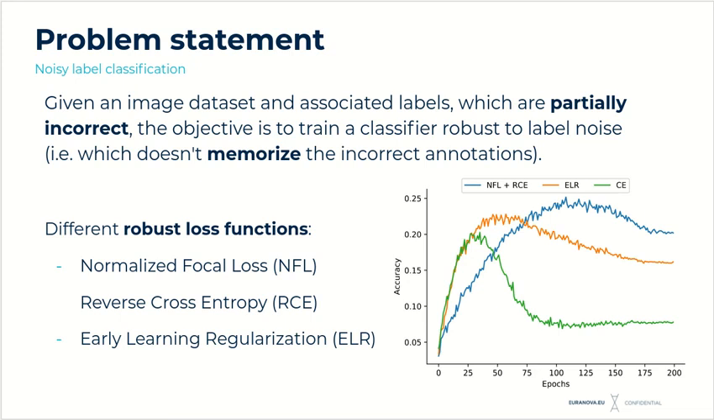In a noisy label setting, the overfitting effect of neural networks lowers the performance of classifiers, as they typically memorize the incorrect labels. Several techniques have been proposed to mitigate this loss of performance. One strategy is to employ robust losses, which are functions proven empirically and theoretically to limit the memorization effect. In this work, we analyzed mainly two state-of-the-art robust loss functions, which are the normalized focal loss and reverse cross entropy, depicted in blue, and early learning regularization, in orange, and we contrasted their behavior with that of traditional cross entropy, in green.